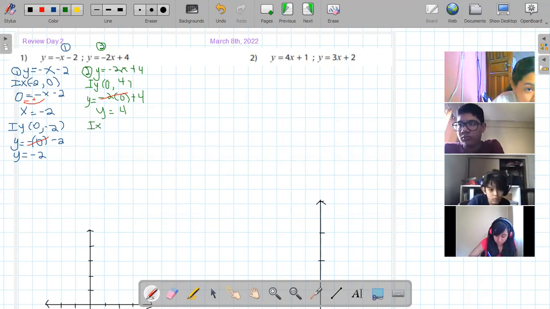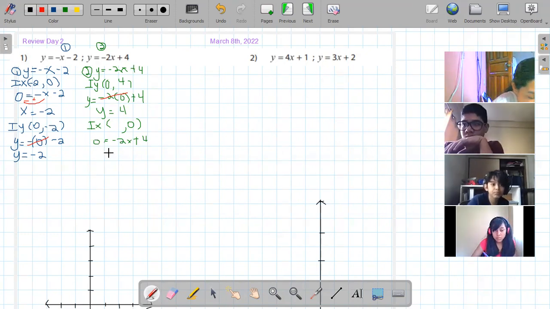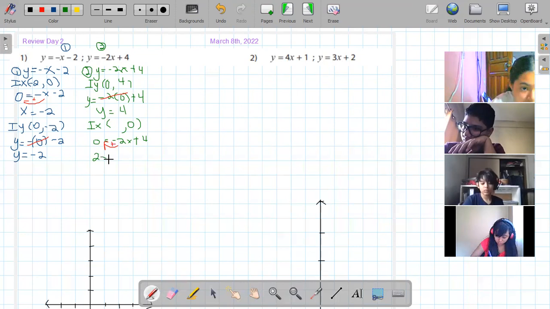Again, I need to be careful and remember that I'm doing it in the second, but it means that y is 0. So 0 is equal to negative 2x plus 4. Now I need to leave the variable x on one side positive. So I'm passing it to the left because it's negative, so I'm passing it positive. I have 2x is equal to 4.